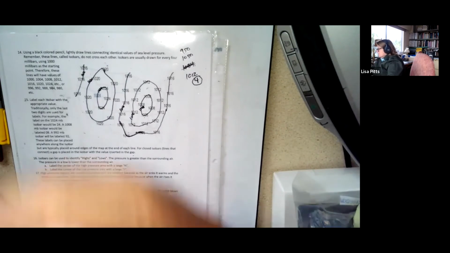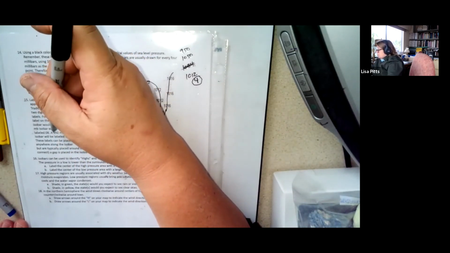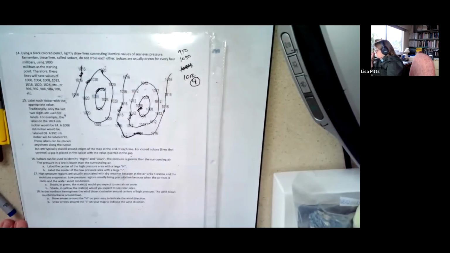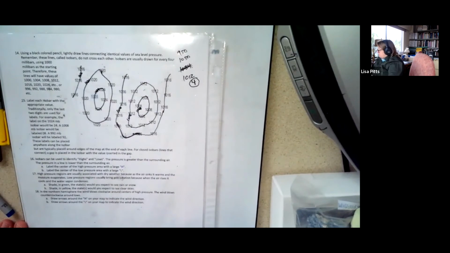And here it says that, you know, 1008 would be labeled 08 and 992 would be labeled 92, but we're not going to do that. So we're just going to label it with what it is because I already did.